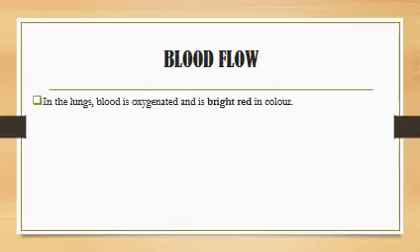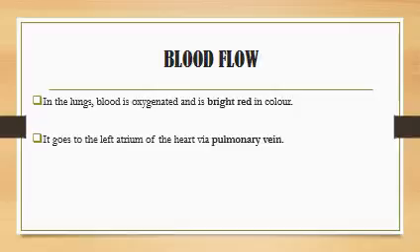After receiving the oxygen, it is said to be oxygenated and it looks bright red in color. Then it goes to the left atrium of the heart via the pulmonary vein after receiving oxygen from the lungs. It will be back to the heart through the pulmonary vein.